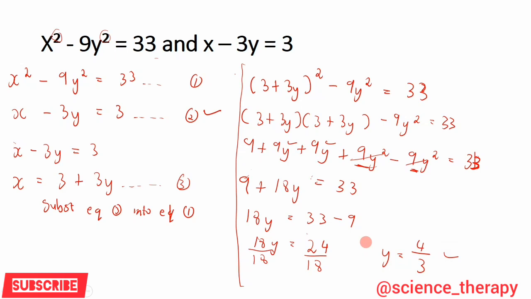Then let's continue. Now, what are we supposed to do? We need to take that y and substitute it into equation number 3, right? So our equation number 3 looks like this: x is equals to 3 plus 3y. So this will become 3 plus 3 in bracket 4 over 3. So what will happen here? The 3 will cancel out with this 3. Then we are left with 3 plus 4, right? Then what is 3 plus 4? That gives us 7. So we have solved this equation simultaneously.